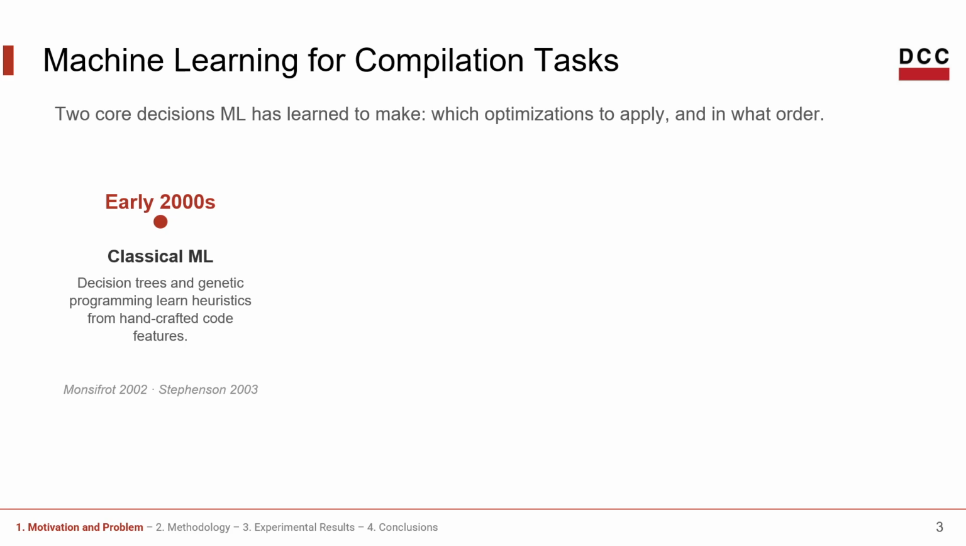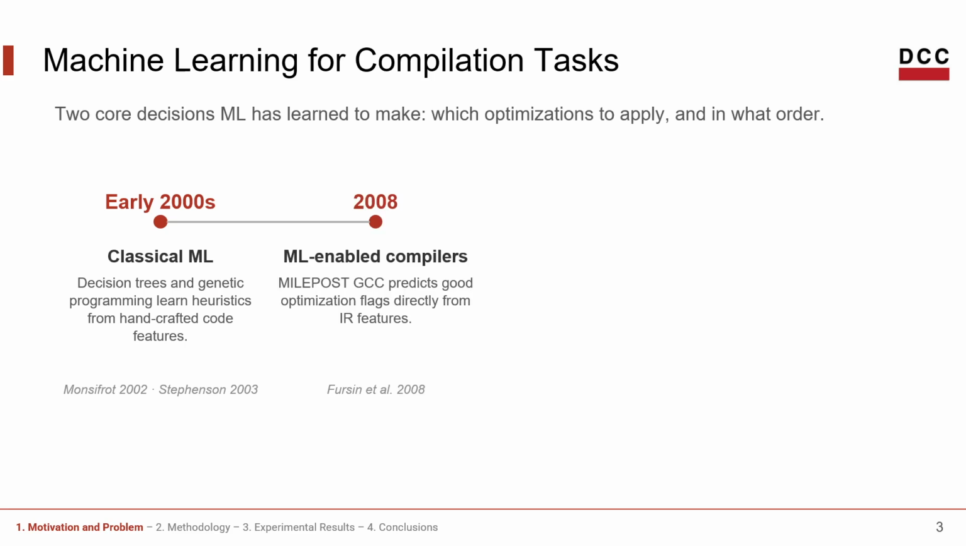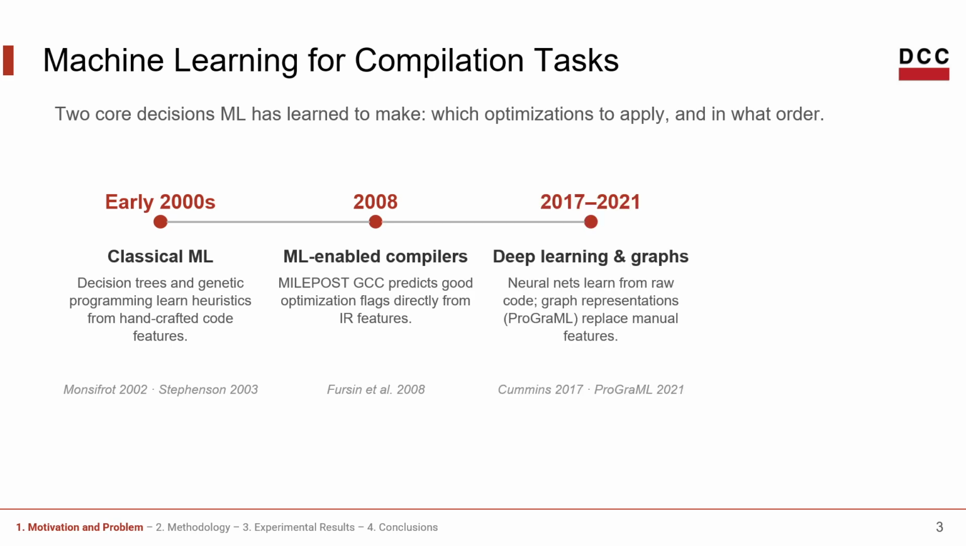Starting in the early 2000s, people were mostly using handcrafted features to feed classical models so they could make decisions. Then eventually people started using features from the intermediate representation itself, like in the work of Fursin in 2008, where he used these IR features to decide which optimization flags to use. Then eventually the field evolved to apply deep learning and graph-based representations, where even the features themselves are learned, so you don't have to handpick things anymore.